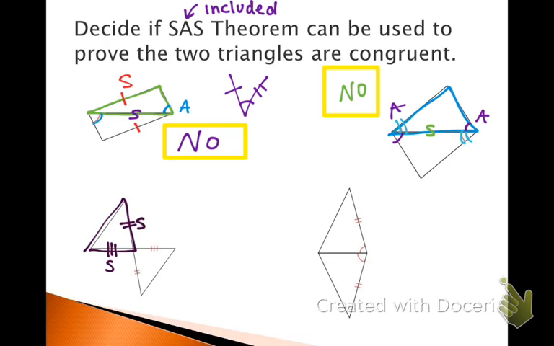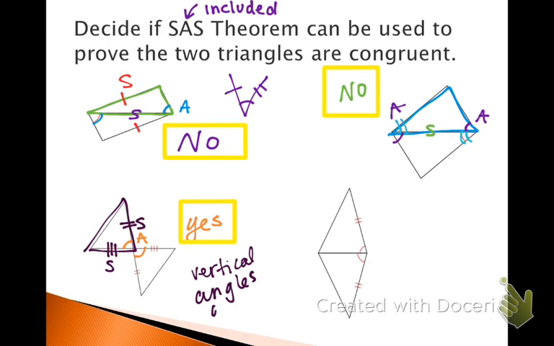What do we call angles that share a vertex? Vertical angles. What do you know about vertical angles? They're congruent. So this angle is congruent to this angle. So is this side angle side? Yes. Here's what you're going to write down in highlights: vertical angles are congruent. You will need to know that property. It's not going to be written there for you. You're going to have to know it.